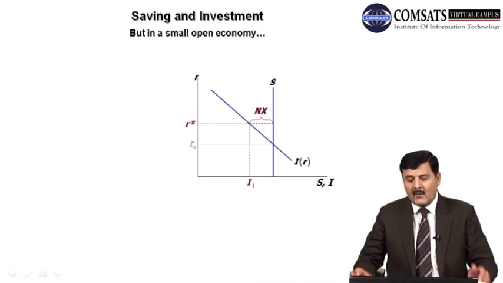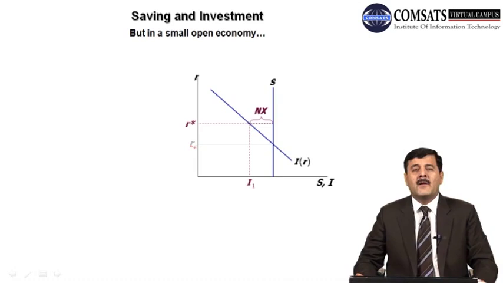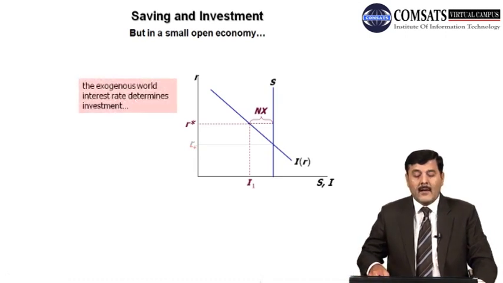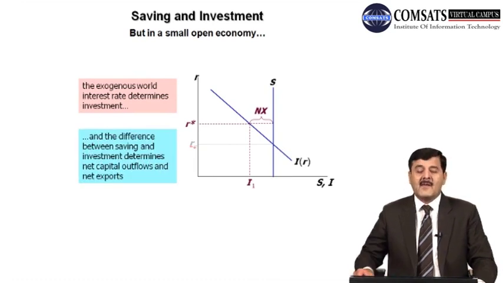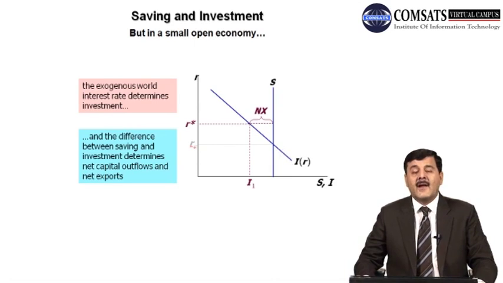So with this explanation we can conclude that the economy, whether it is a closed economy or an open economy, is at equilibrium where savings are equal to investment, and that determines the world interest rate and also the interest rate in the local or domestic market. And the exogenous world interest rate determines investment, as we talked about, and the difference between saving and investment determines the net capital outflow, as we discussed earlier.